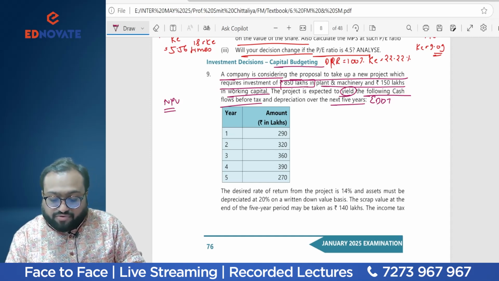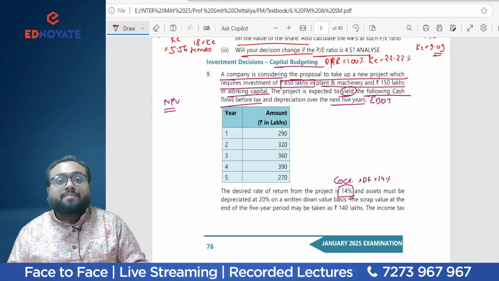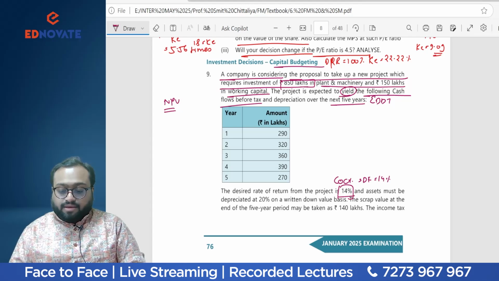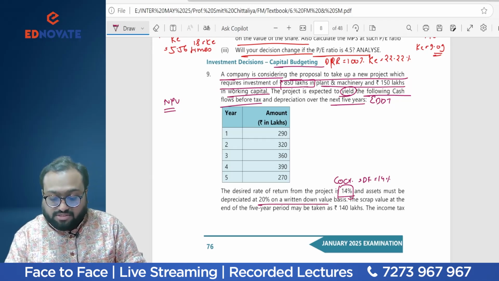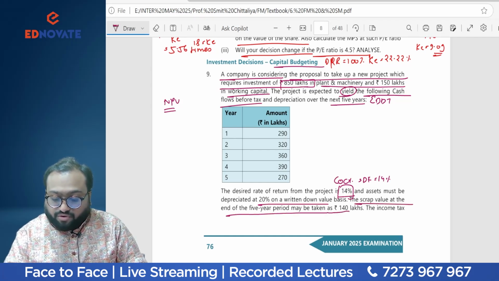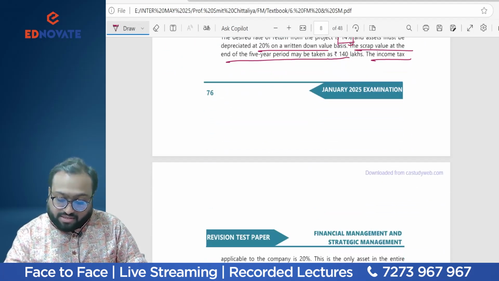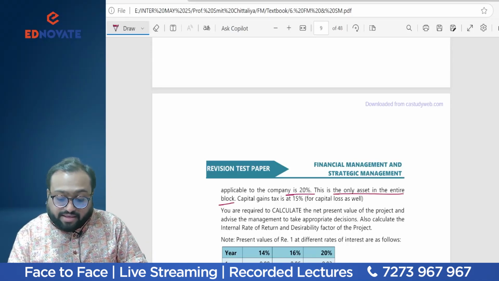The desired rate of return for the project is 14%. Means this is my COC percentage or my discounting factor. This is the bare minimum a company wants to earn. And the assets must be depreciated at 20% on written down value basis, WDV. The scrap at the end of 5 years may be taken as 140 lakhs. The income tax rate applicable to the company is 20%. This is the only asset in the entire block.